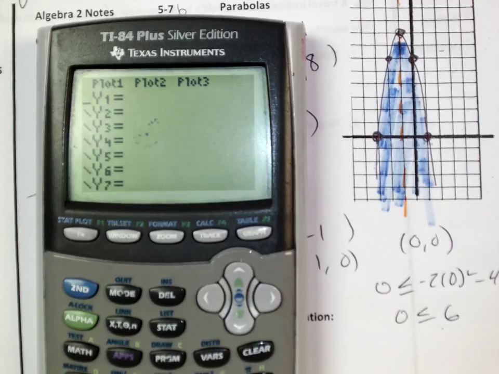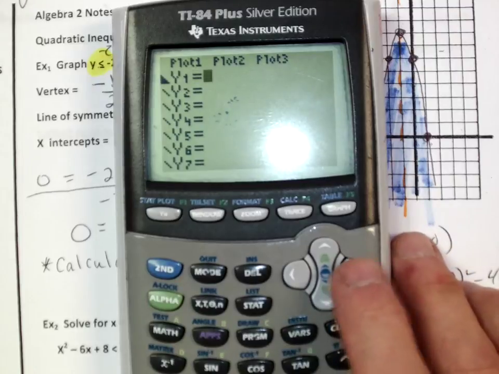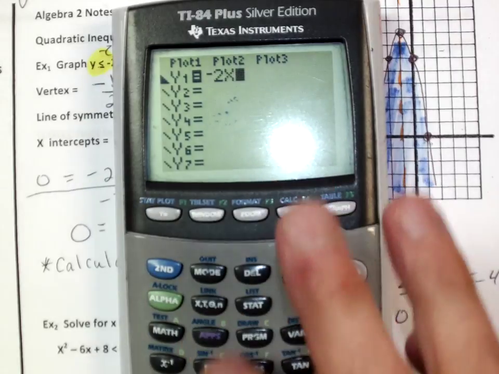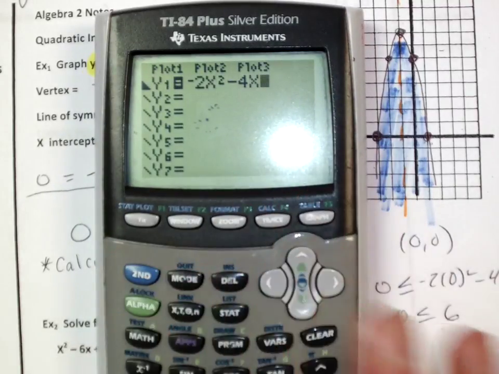Enter again. Now it's going to shade greater than. See how it's got a dark triangle on the upper half? Enter, that's going to shade less than, right? Isn't that cool? What do I want? I want less than, don't I? So I want y is less than negative 2x squared minus 4x plus 6. Put that in there. Because I've got my little darkened half triangle, it's going to shade less than. Does that make sense?